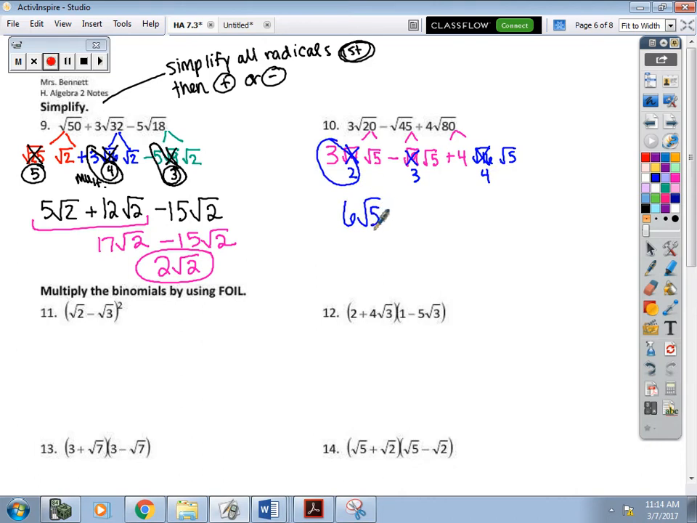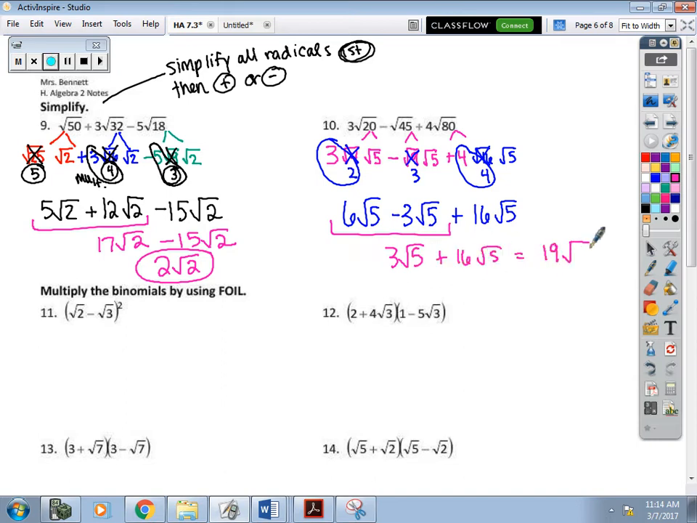We should get 6 square root of 5 minus 3 square root of 5 plus, multiplying those together, 16 square root of 5. Add or subtract from left to right, so 6 minus 3 is 3 square root of 5, and adding 16, we should get 19 square root of 5.